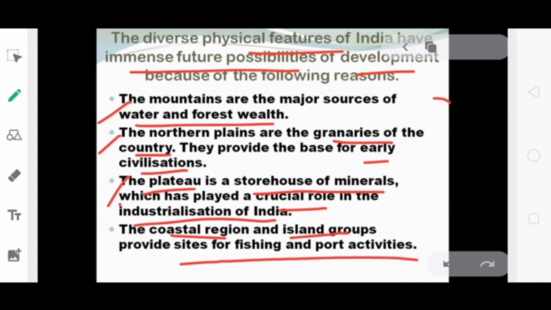So these physical divisions have helped India have a lot of developments.